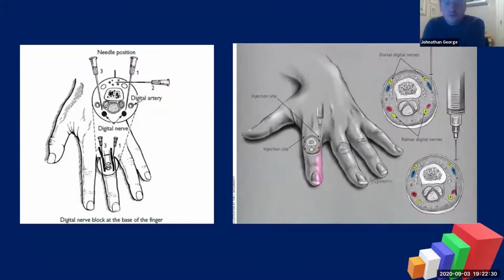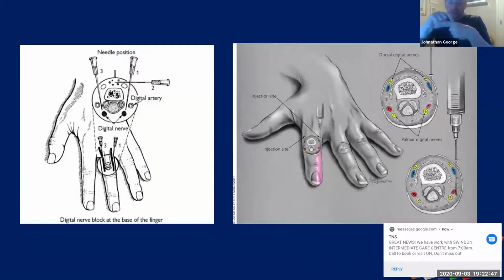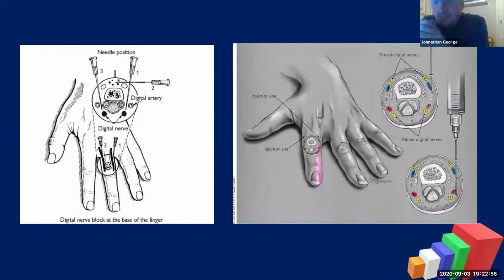Okay, so these diagrams should show whereabouts you're going to be injecting into. As you can see from the cross section, you've got nerves at the top, nerves at the bottom, and your needle goes in and fills a gap around it. And it should then give them good analgesia down the rest of that digit. Happy with that? Any questions about how you would do this procedure?